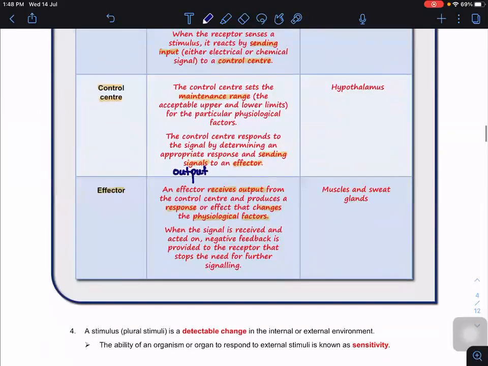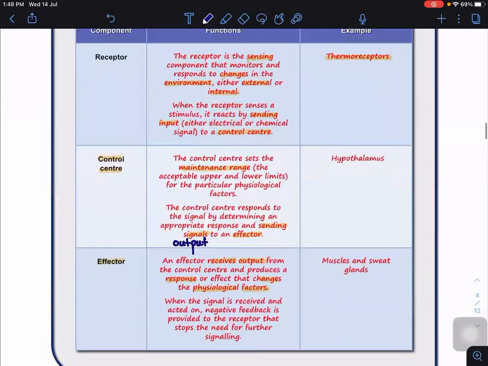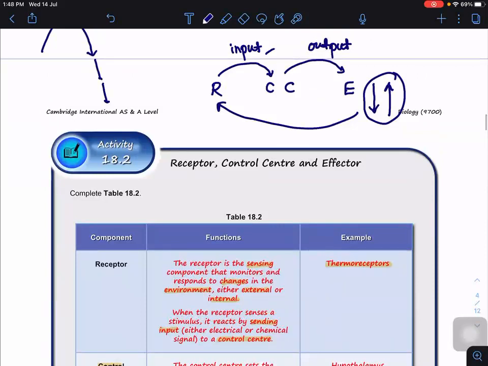But you have to know that to send the input or output, we need a coordination system, which is either our nervous system or endocrine system. Nervous system, nerve impulses or action potentials. Endocrine system, hormones.